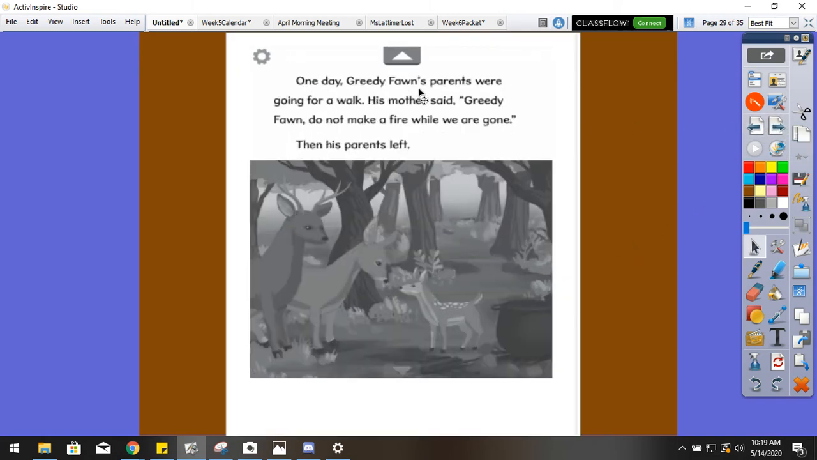One day, Greedy Fawn's parents were going for a walk. His mother said, "Greedy Fawn, do not make a fire while we are gone." Then his parents left. What do you think Greedy Fawn is going to do? If he's greedy, do you think he's going to listen to his mom?